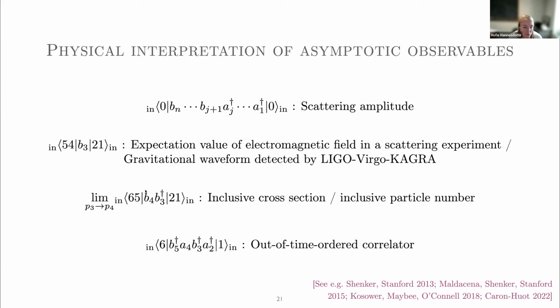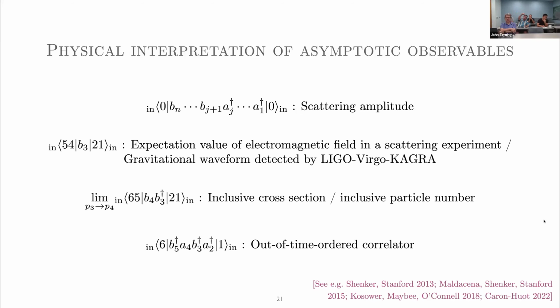We can also have some quadratic operators, and as we talked about earlier, these would be, for example, inclusive cross-sections or inclusive particle numbers, or these out-of-time order correlators, which are again these maximal scramblings of A's and B's. And I've included some references down here to some papers that actually have already been computing these observables in the past. Sorry, can I ask a question?